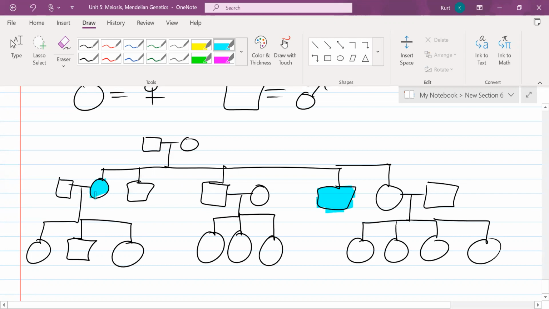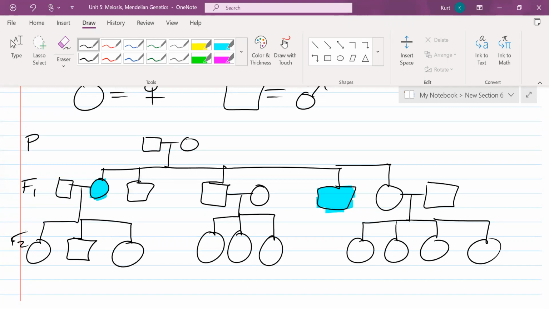Okay. How many generations are on this pedigree? Three generations is correct. What do we call the first generation? P. What's the second one? F1. What's the third one? F2. It just goes on after that. How many people in this pedigree are affected by the trait? Two people. Now, did this trait skip generations?